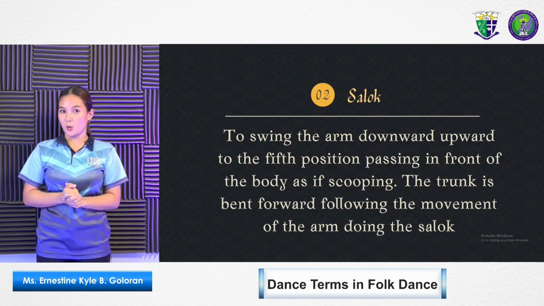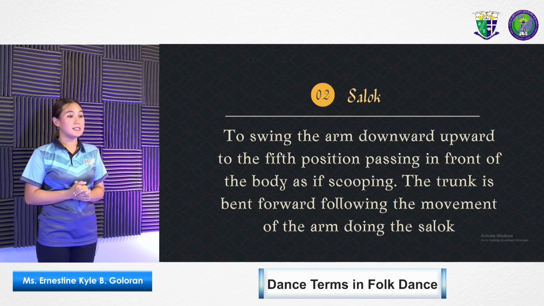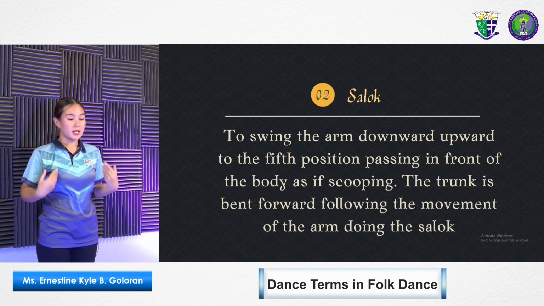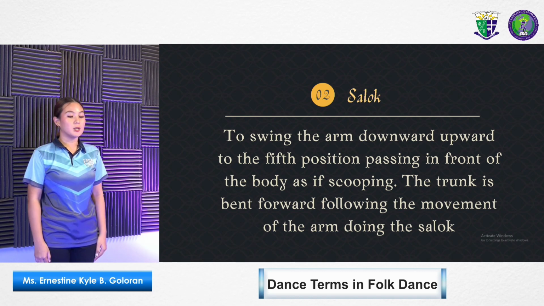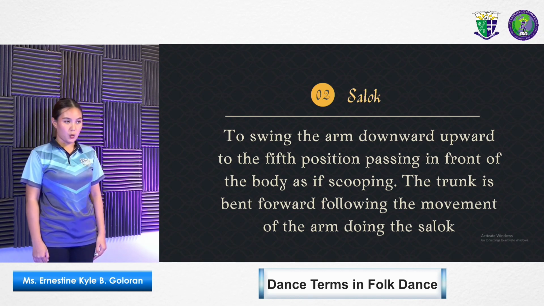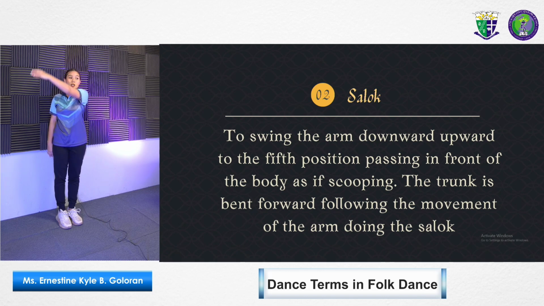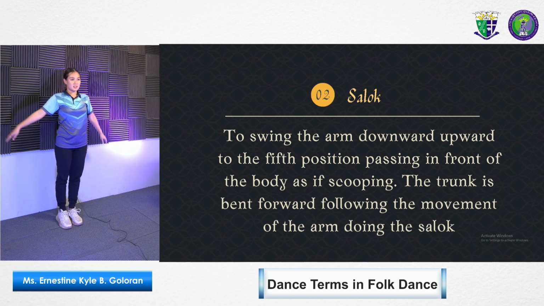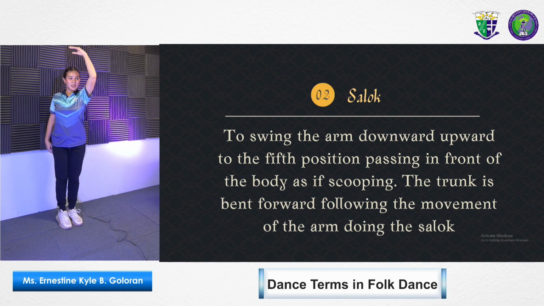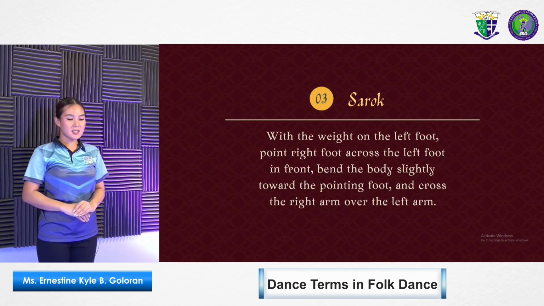Next is salok. To swing the arm downward, upward, to the fifth position, passing in front of the body as if scooping. So the trunk is bent forward, following the movement of the arm, doing the salok. So you have to swing your arm from downward to upward, and to the other side, downward to upward. But this time, the trunk is bent forward. So like this. So that is salok.